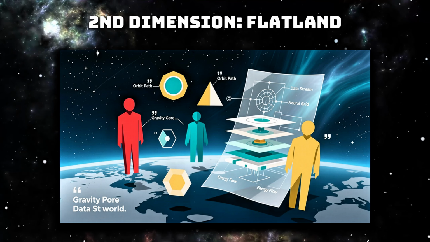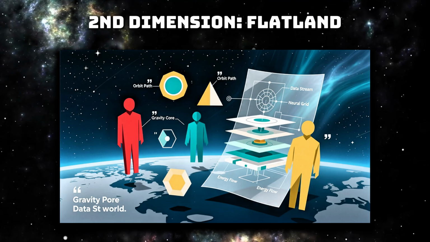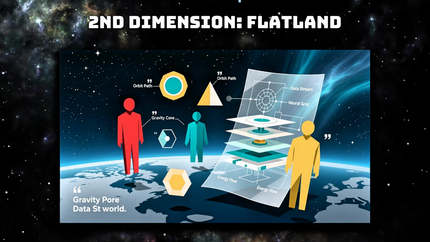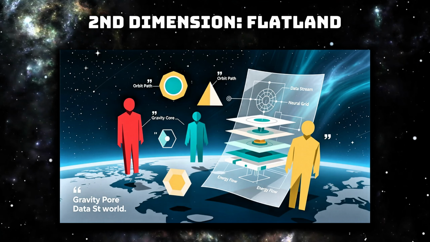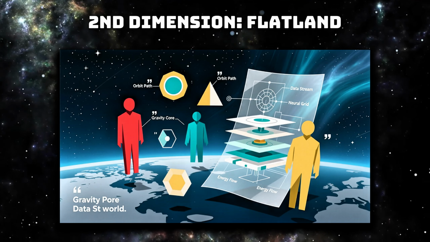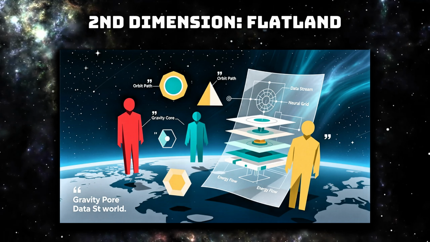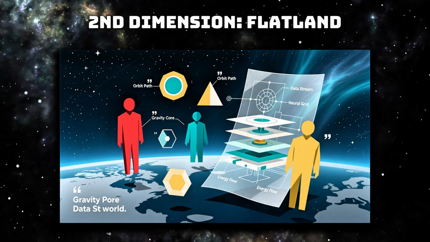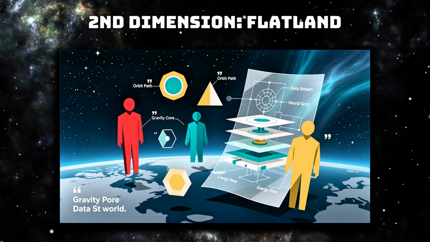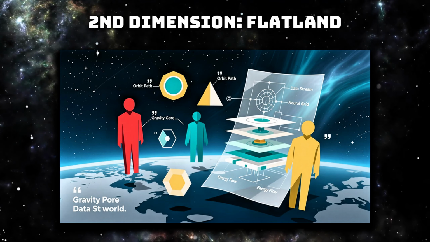If a 3D being, like a human, visited Flatland, we would seem godlike. We could look into their houses without opening doors, because we exist outside their plane. We could lift a Flatlander off their surface, something they would interpret as vanishing from reality. And we could interact with their world in ways that seem magical simply because we exist in a higher dimension. Likewise, higher dimensional beings, if they exist, would appear magical to us, not because they break laws of physics, but because they operate in spatial directions we cannot imagine.